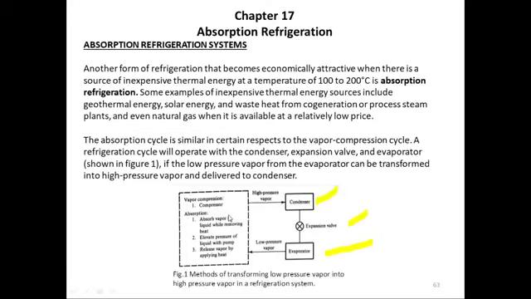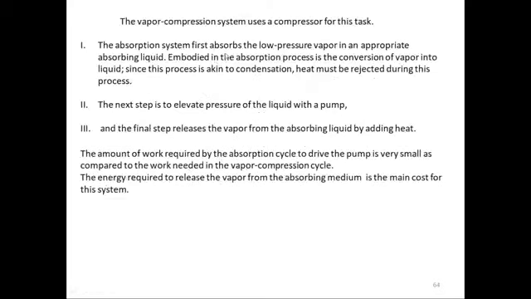So moving on, the vapor compression system uses a compressor for this task. The absorption system first absorbs the low pressure vapor in an appropriate absorbing liquid. Embedded in the absorption process is the conversion of vapor into the liquid. Since this process is akin to condensation, heat must be rejected during this process.